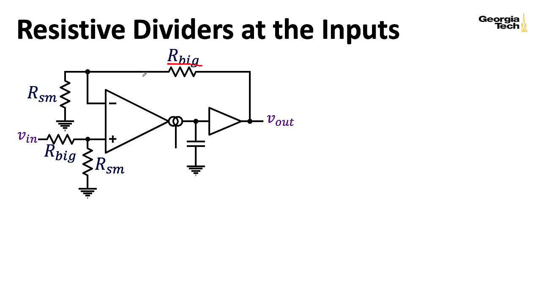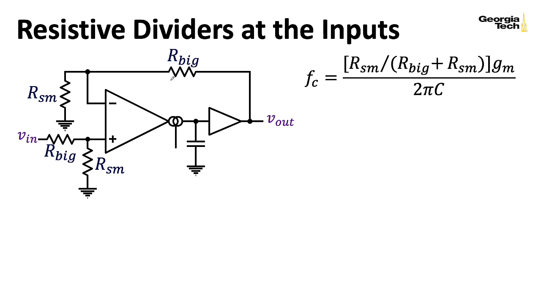Here I'm assuming that the R bigs are the same and that the R smalls are the same. You don't have to. If you wanted to set these to be different for some reason, you could go ahead and write down the equations for the circuit and solve them. But if you keep them sensible the way I've drawn here, what you could do is take the effect of the attenuation of this ladder and just fold it into the gain of the OTA.